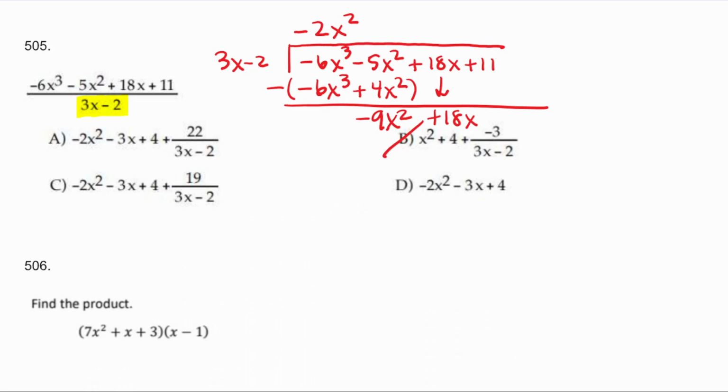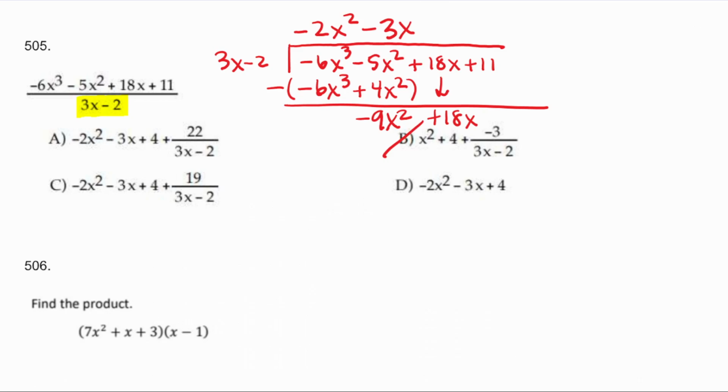Then I'm going to say to myself, what do I multiply 3x by to get negative 9x squared? That's going to be a negative 3 and another power of x. So negative 2x squared minus 3x.